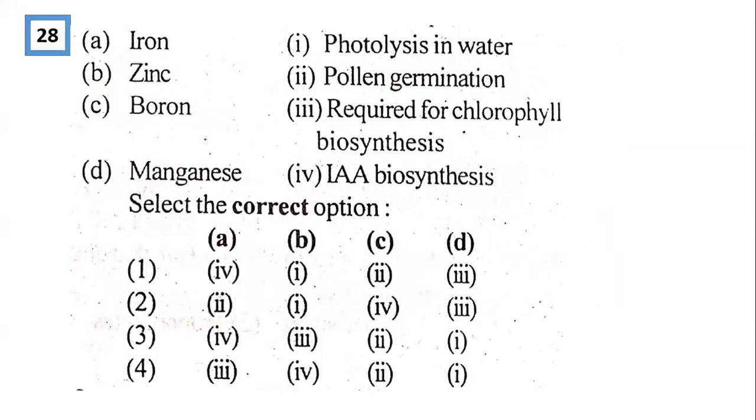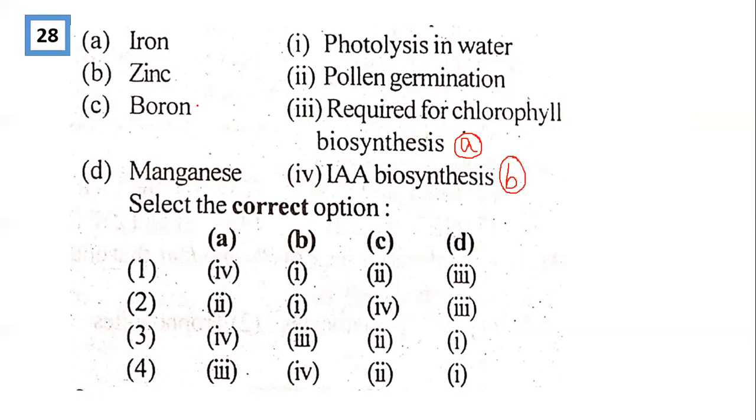Let's match right along with me. What is a function of iron? Iron is required for chlorophyll biosynthesis. For the synthesis of chlorophyll, you require the presence of iron. Okay. Zinc is used for what? Zinc is used for indole acetic acid synthesis, that is auxin synthesis.